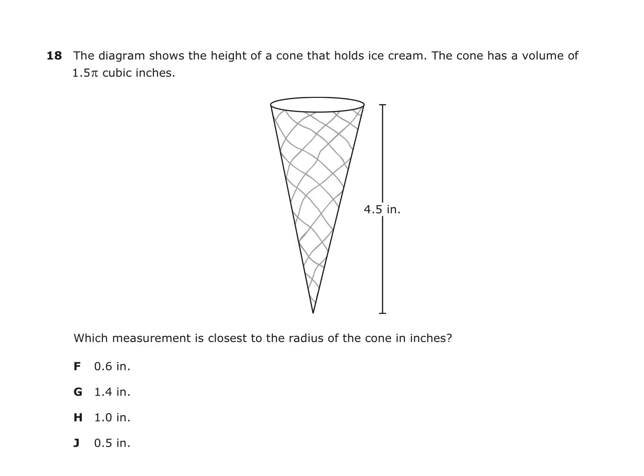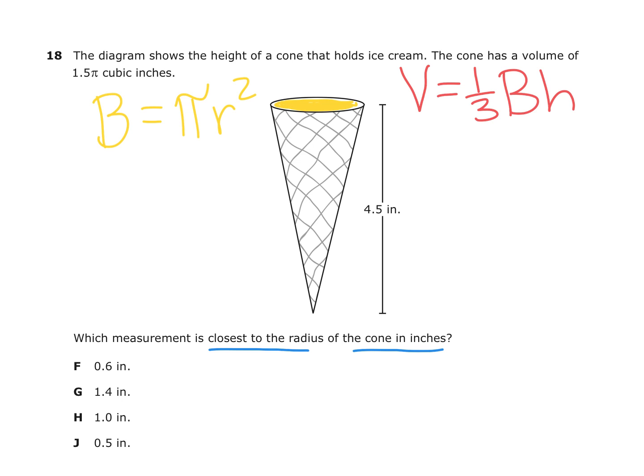Number 18, the diagram shows the height of a cone that holds ice cream. The cone has a volume of 1.5 pi cubic inches, and the height is given as 4.5 inches. Which measurement is closest to the radius of the cone in inches? So we need to look at our formula chart for this. Okay.